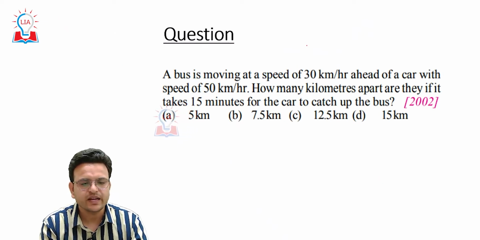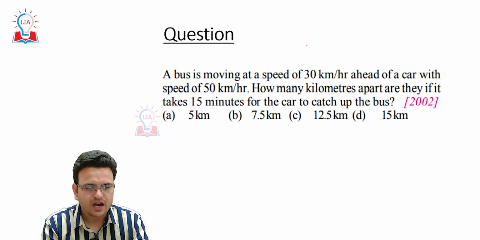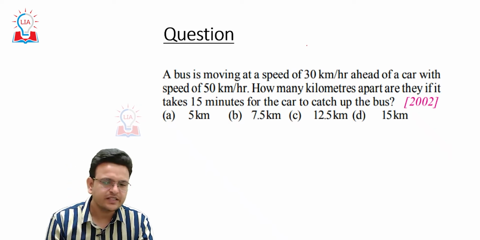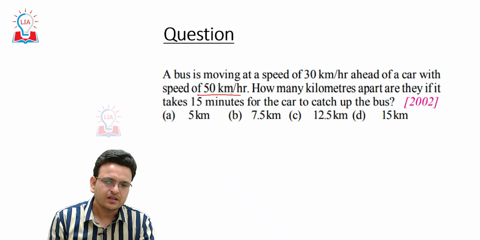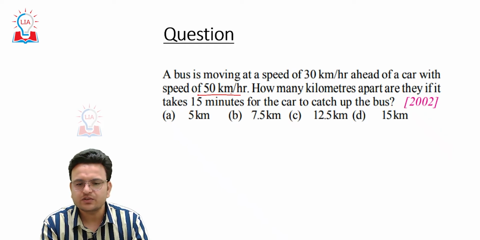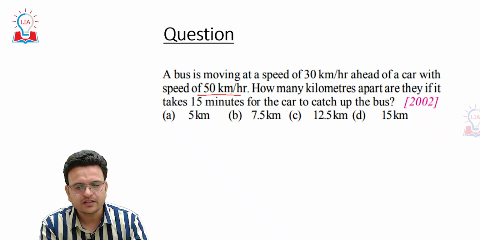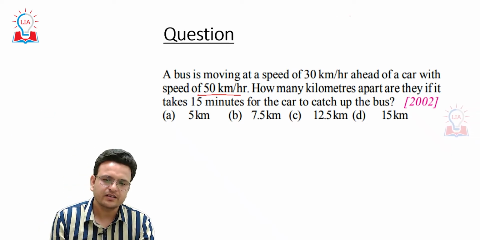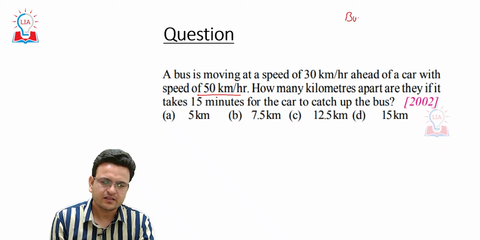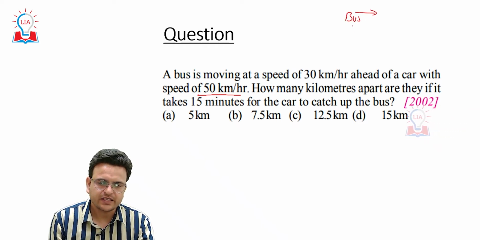A bus is moving at a speed of 30 km per hour ahead of a car with a speed of 50 km per hour. How many kilometers apart are they if it takes 50 minutes for the car to catch up with the bus? Simple. Here the bus is moving at a speed of 30 km per hour.